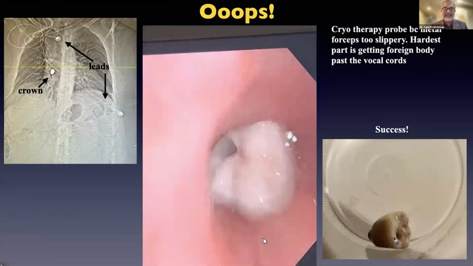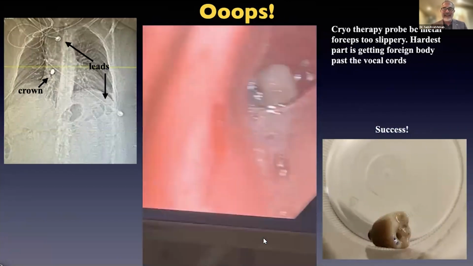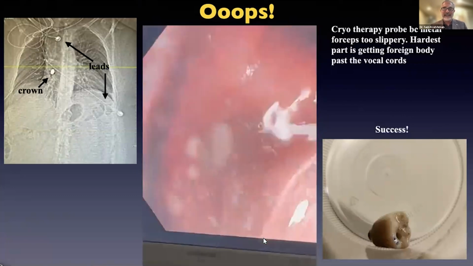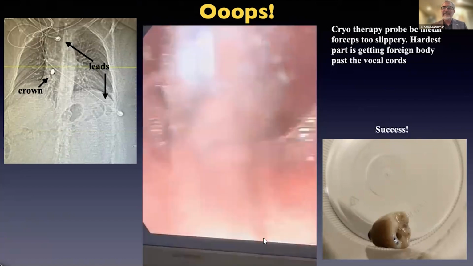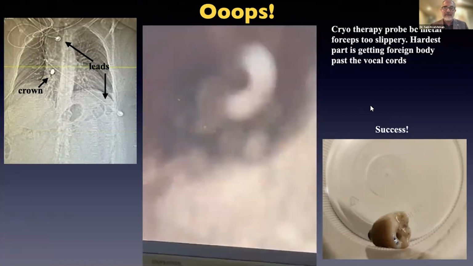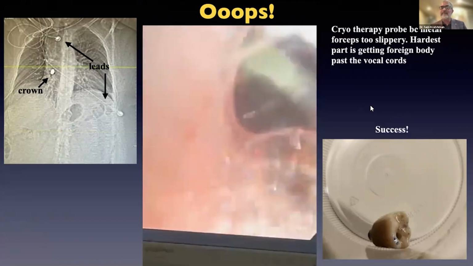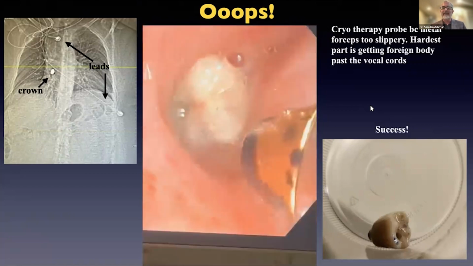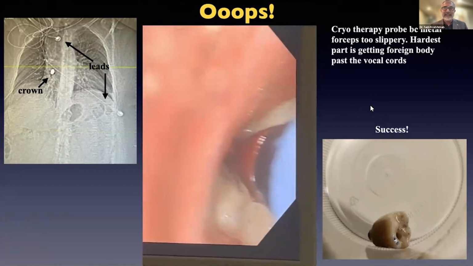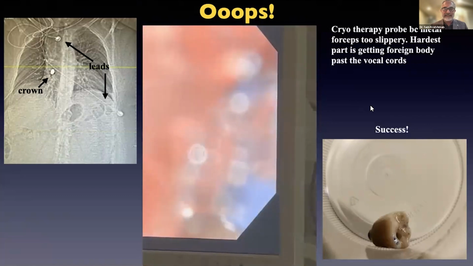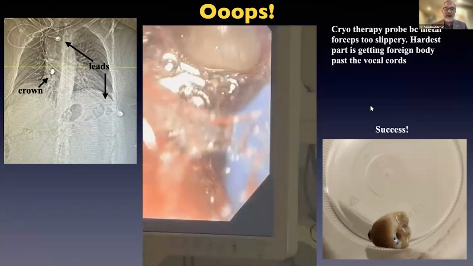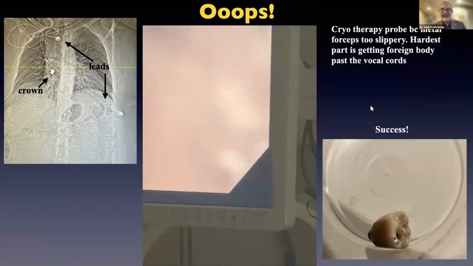So this video you're not going to see every day. This is down in the lung. You can see actually the branch where the two bronchi, see there where it splits. And they tried this probe that was made out of metal to grab the crown, but it was too slippery. So then they ended up doing this cryotherapy probe, which you're going to see right here. And she said that the most difficult part was getting it past the vocal cords. And you can see on the right there, success where the crown was dropped into the little glass bowl.